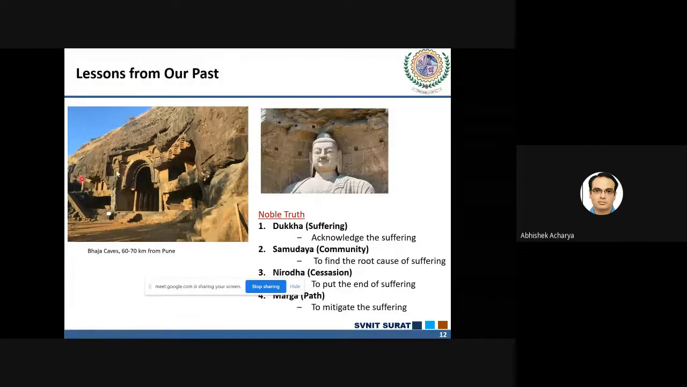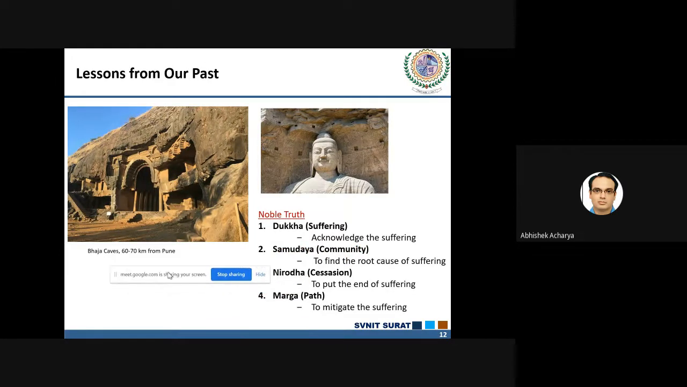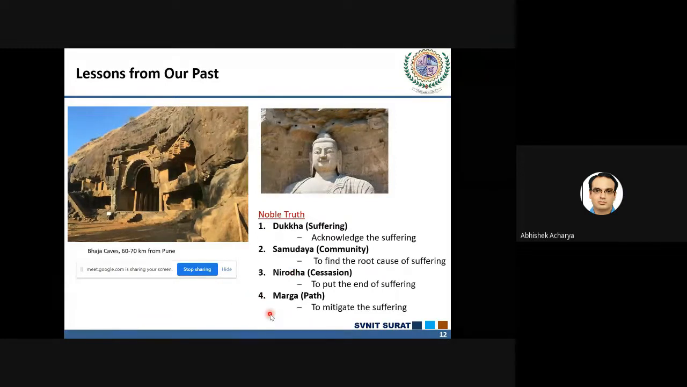So what was the first noble truth of Lord Buddha? It was dukkha. Dukkha in English means suffering. So we must acknowledge suffering, and I'll discuss each of the points one by one later on. The second noble truth given by Lord Buddha was samudaya. Samudaya is community. The third noble truth given by Lord Buddha to his disciples was nirodha, that is cessation. And the last noble truth was marga, that is the path.